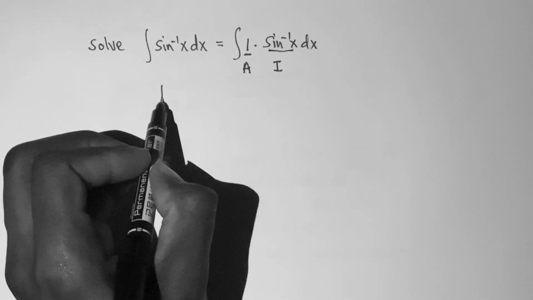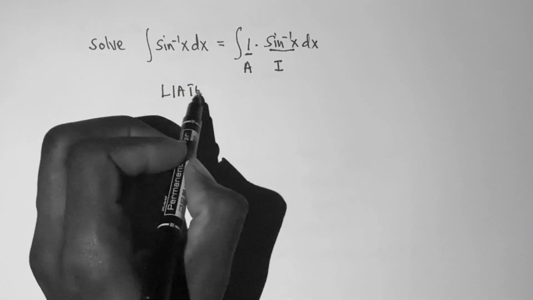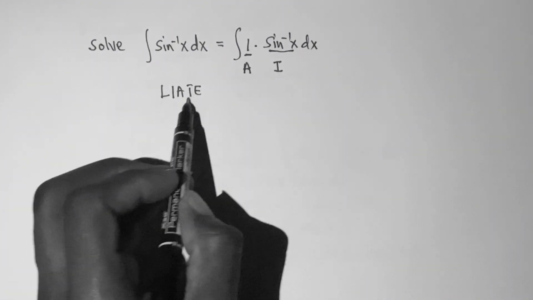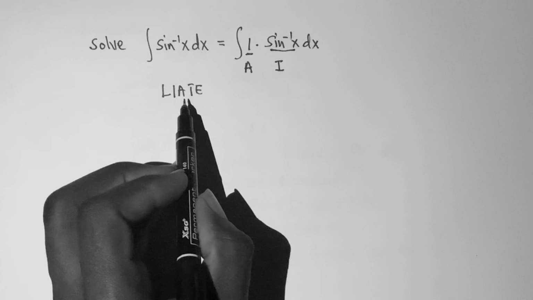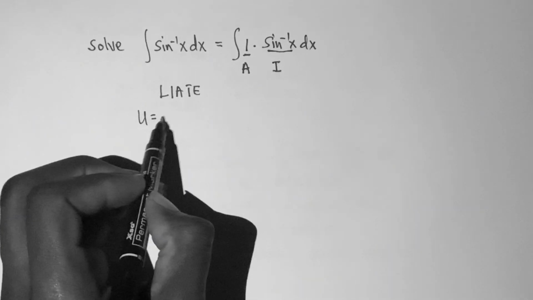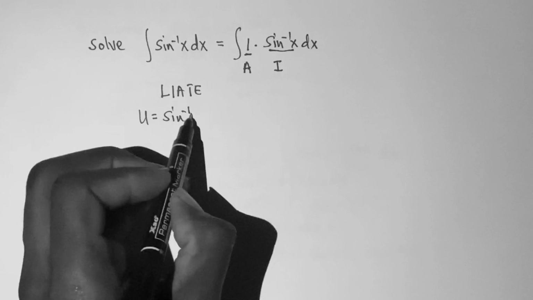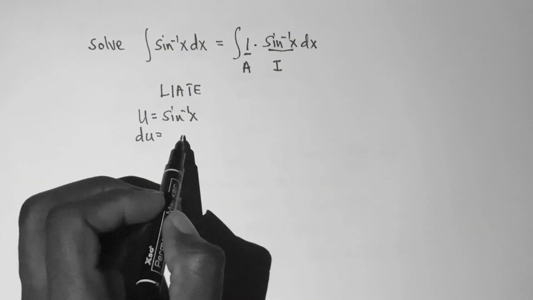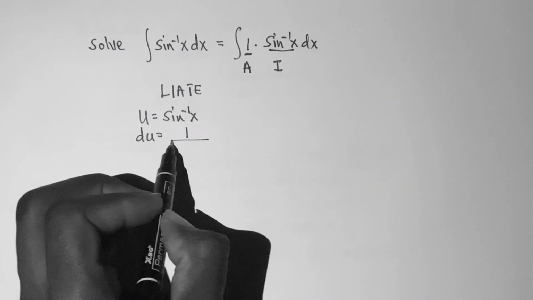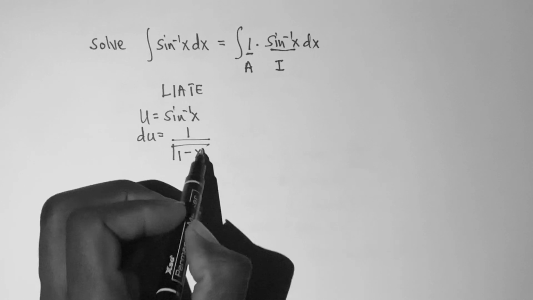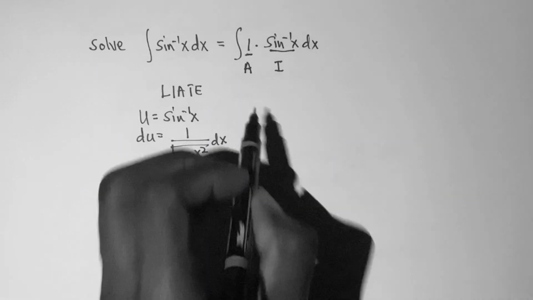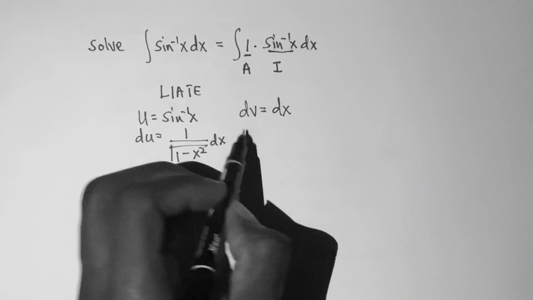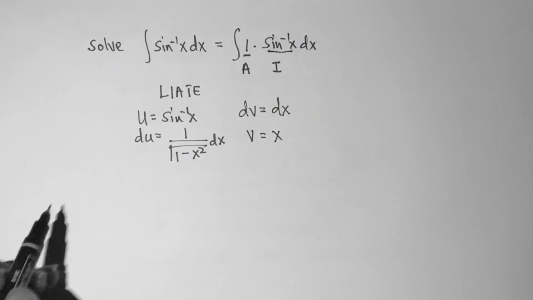Remember that the rule is the LIATE rule. So when we use the LIATE, you see that I, which is the inverse trigonometric function, comes first before the algebraic function. So in this case, our u is equal to sine inverse of x. So du in this case, if you differentiate sine inverse of x, you are going to get 1 divided by square root of 1 minus x squared dx. And in this case, dv is equal to 1 dx, which is the same as dx. So v is equal to x.